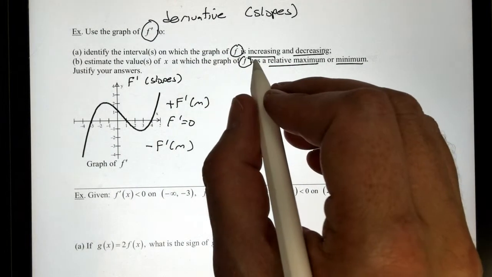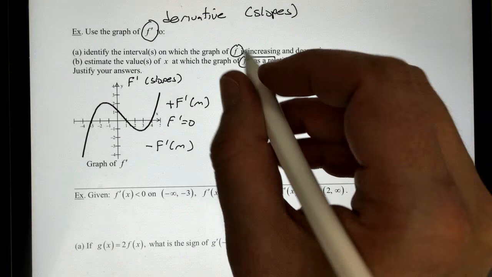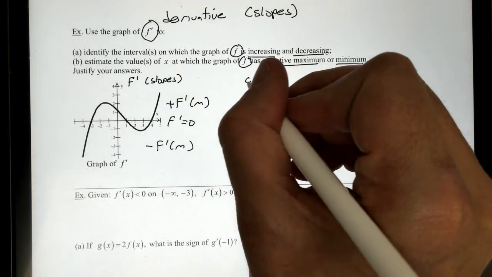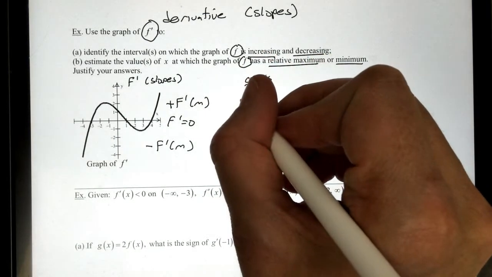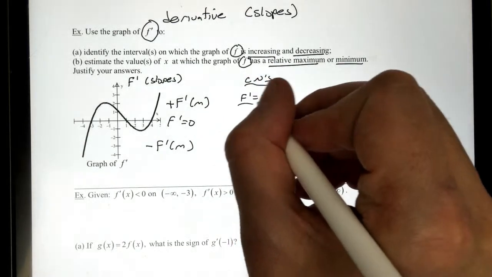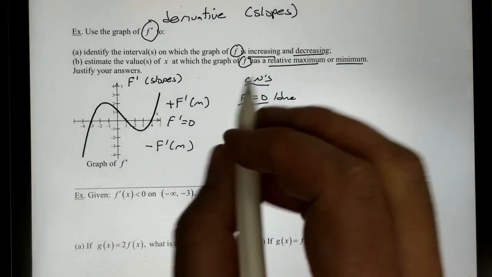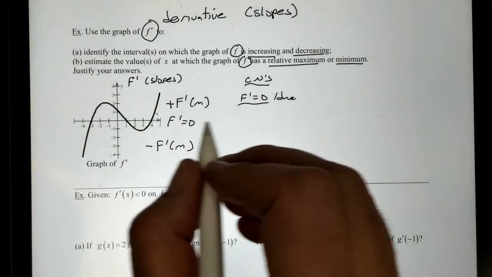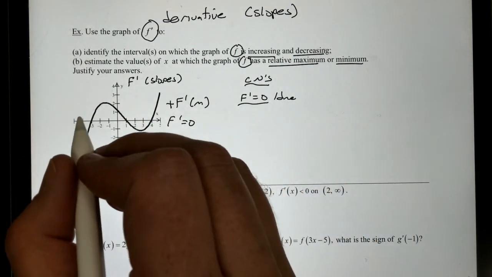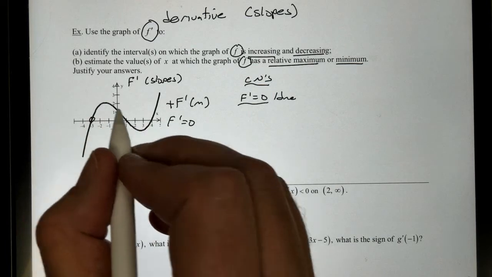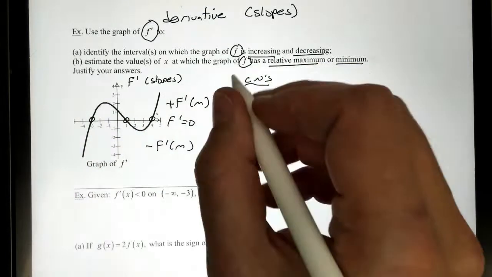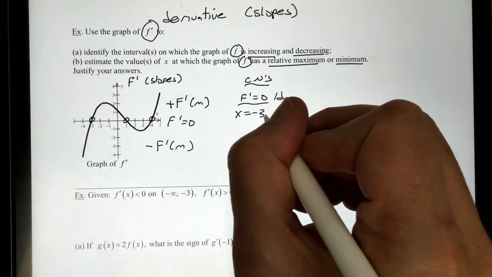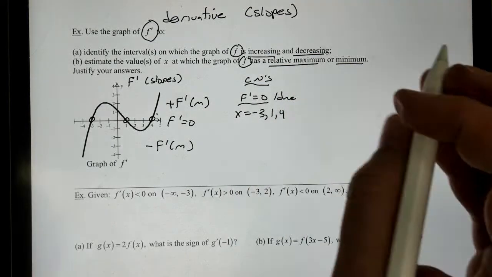So if I want to find out where this is increasing or decreasing, we again need to find our critical numbers. So we ask, where is the derivative 0, or DNE? In this case, we're just looking at where it's crossing the x-axis, because this is where my slope is 0. And that's going to give us negative 3, 1, and 4.